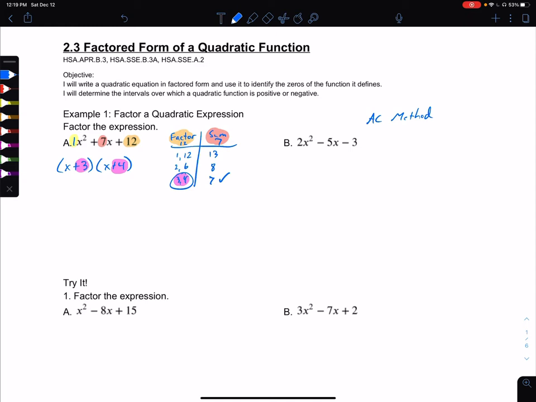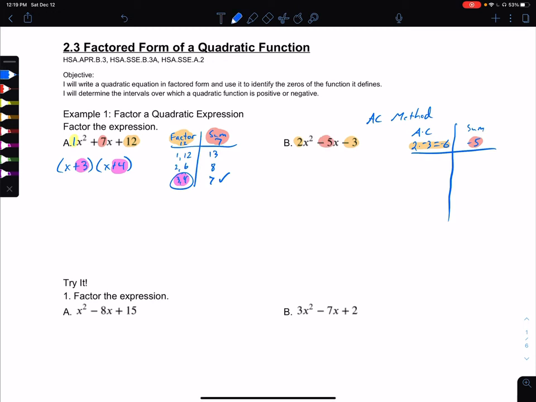AC means we're looking for A times C, and A times C in this case would be 2 times negative 3, which is negative 6. So we're looking for factors of negative 6 that have a sum of negative 5. This 2 times negative 3 is coming from multiplying A and C, and this negative 5 is our B value here.